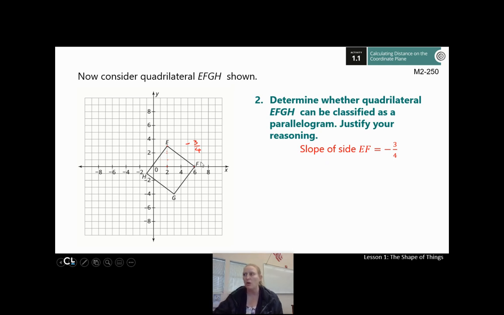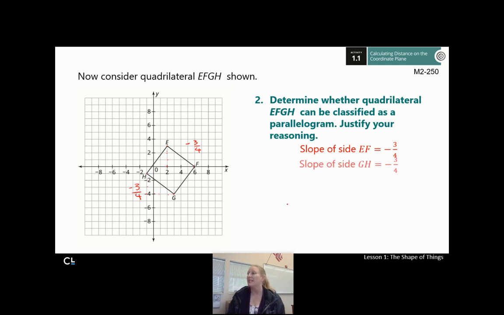In order to be a parallelogram, they have to have the same slope, right? Parallel lines have the same slope. So EF has to have the same slope as GH. I started here at H, and I went down 1, 2, 3. So I went down 3 and I ran 4, 1, 2, 3, 4.